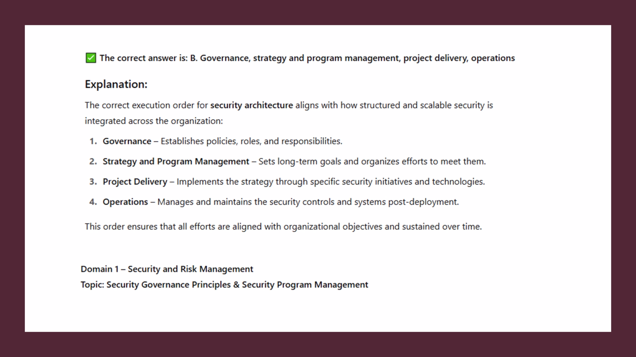So one, governance, establishes policies, roles, and responsibilities. Two, strategy and program management, sets long-term goals and organizes efforts to meet them. Three, project delivery, implements the strategy through specific security initiatives and technologies. And four, operations, manages and maintains the security controls and system post deployment. This order ensures that all efforts are aligned with organizational objectives and sustained over time.